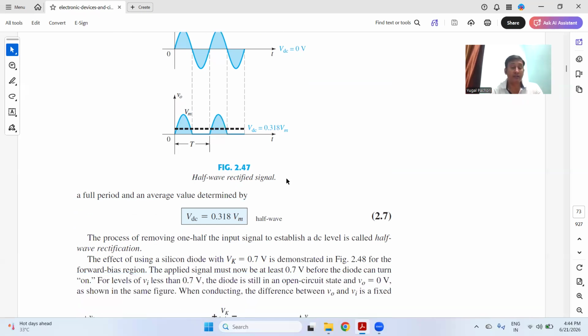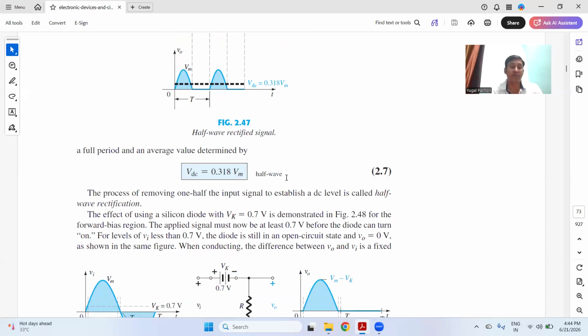So the rectification efficiency is quite less in the half wave rectifier, whereas it is higher in the full wave rectifier. However, the number of diodes required in the half wave rectifier is only one, whereas in the full wave rectifier you require more than one diode.